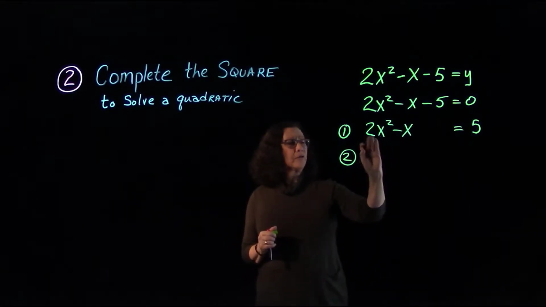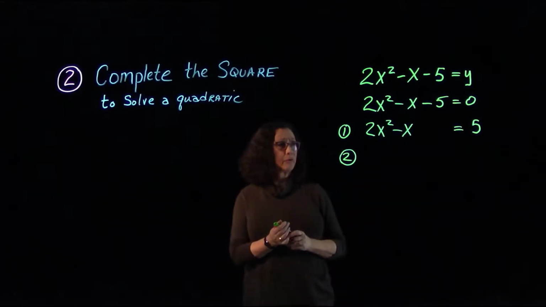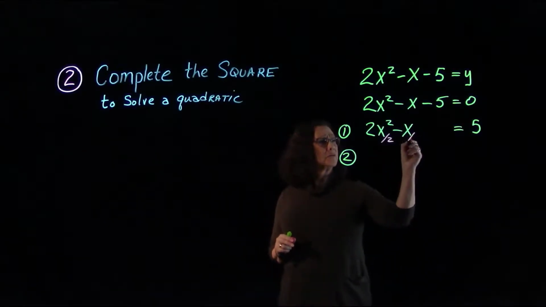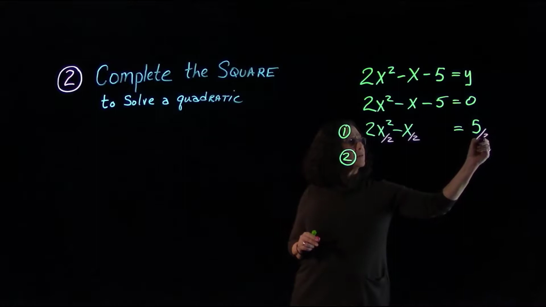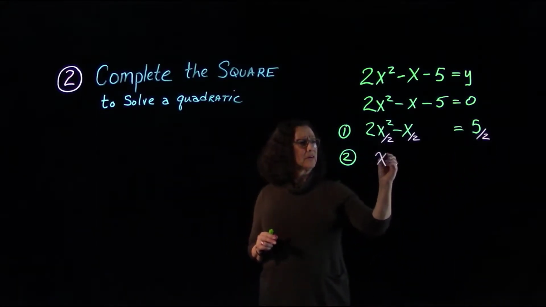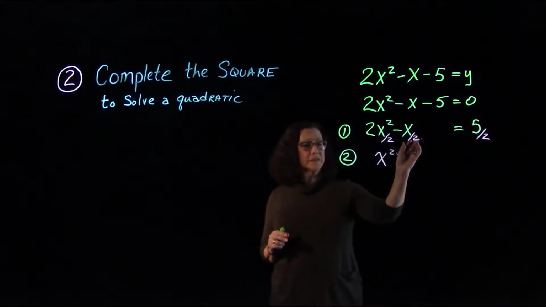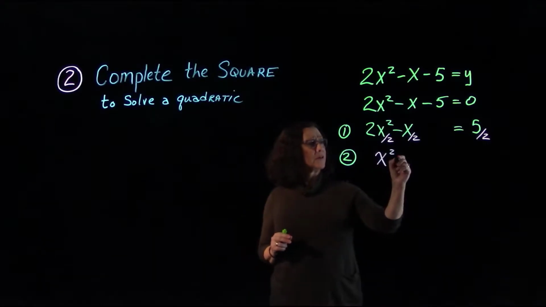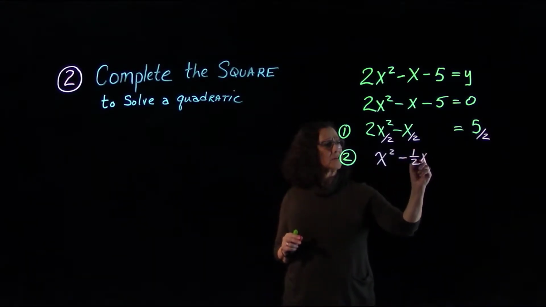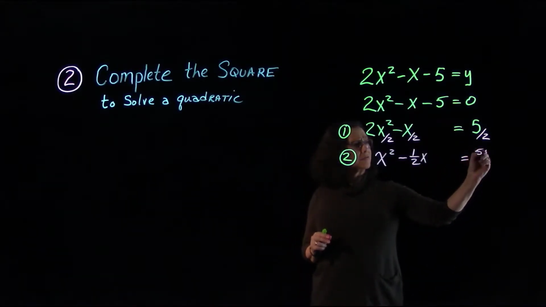The second step in completing the square is that we want the coefficient of the x squared to be a 1. And in order to do that, we are going to have to divide each of these terms by 2. That leaves us with an x squared for our first term. I'm going to pull this 2 out in front as a coefficient of the x, so I have 1/2 x. I'm going to leave a space here, and that equals 5/2.